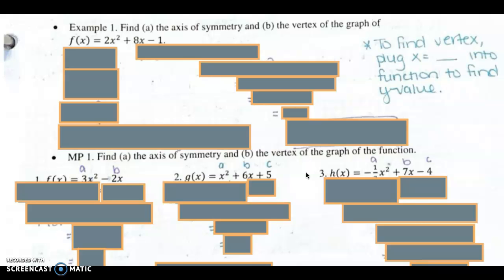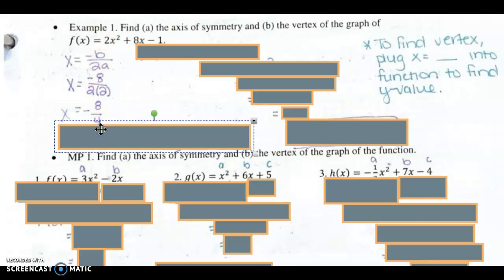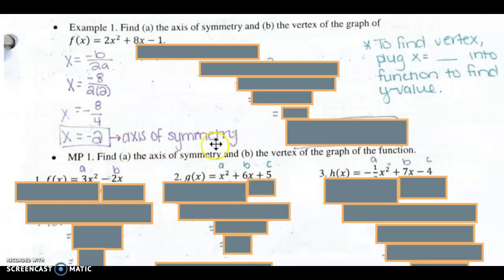So step 1, we always do our axis of symmetry first. So x equals negative b over 2a. Remember, negative b, so this is our b value. So we have negative 8 over 2 times 2, which gives us negative 8 over 4, which gives us negative 2, and that's our axis of symmetry.